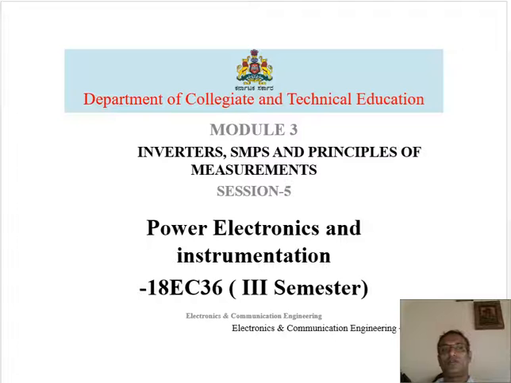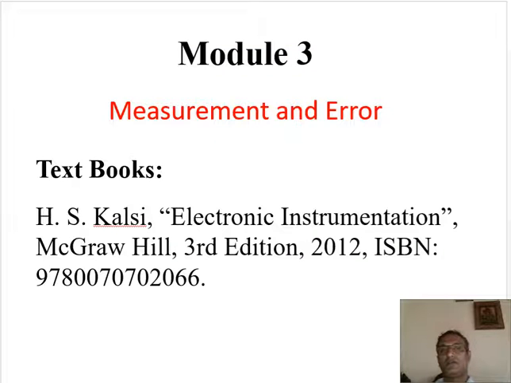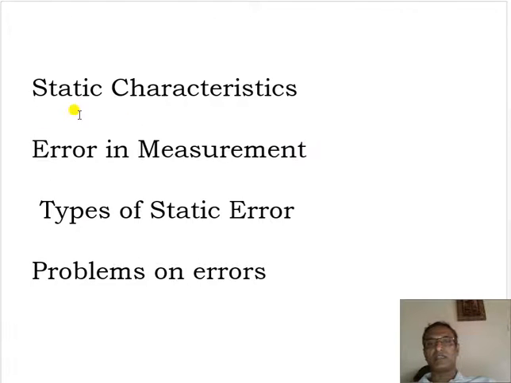For this module we are referring to the textbook written by H.S. Kalsi, titled Electronic Instrumentation, and I have referred to the problems that are given in this textbook. In the previous class we studied the static characteristics of an instrument. At the same time we studied what is an error.